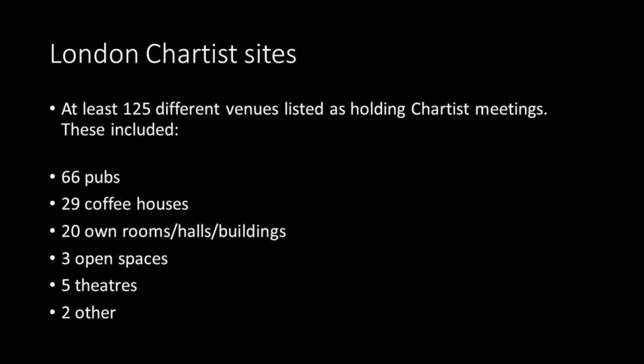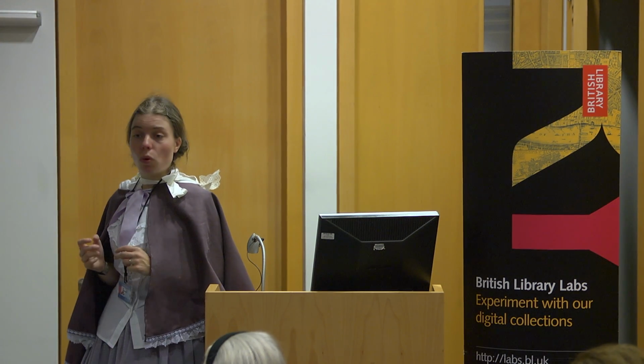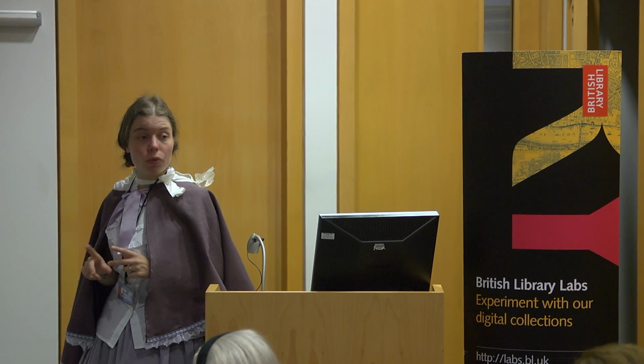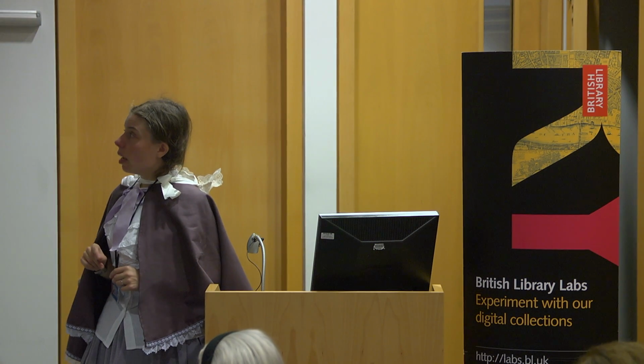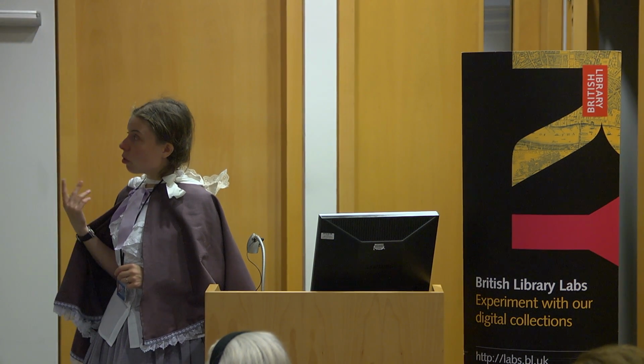And so that's how it's divided. So half of them are pubs, quite a lot of coffee houses. There was quite a strong temperance Chartist movement in London, so they meet in Chartist coffee houses or in temperance halls that get built. So there's some open spaces.